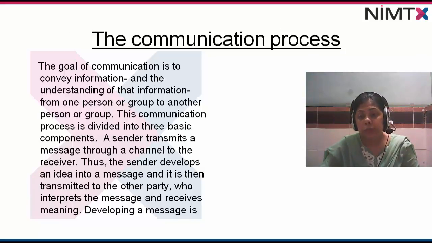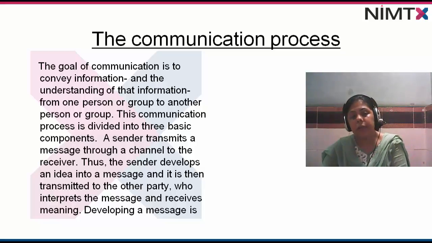We come to the communication process. The goal of communication is to convey information, we know that, and the understanding of that information from one person or group to another person or group. This is very important in communication. If I tell you something, you don't understand it, then the communication process doesn't have any meaning. This communication process is divided into three basic components.